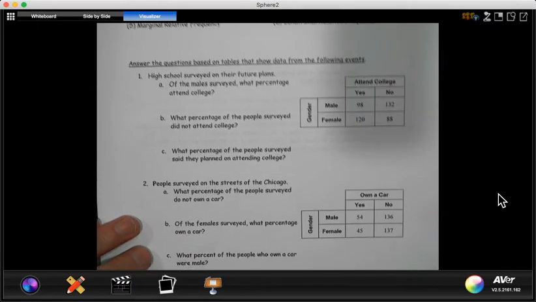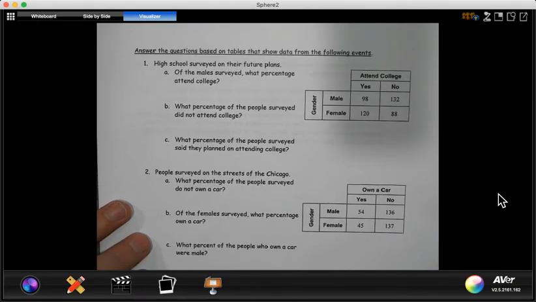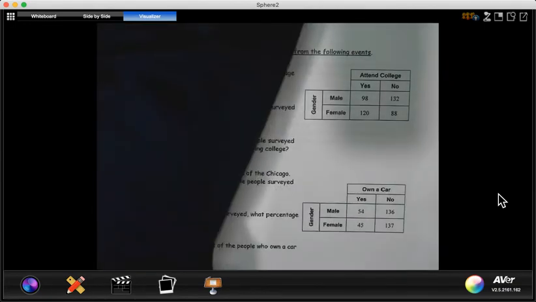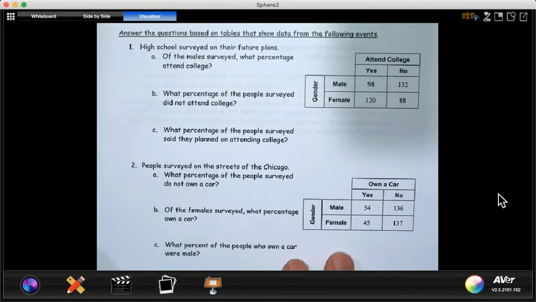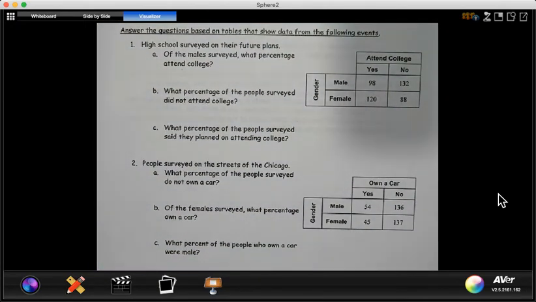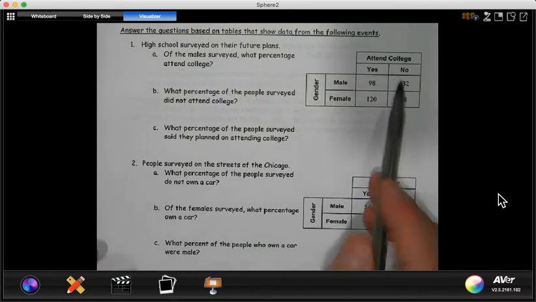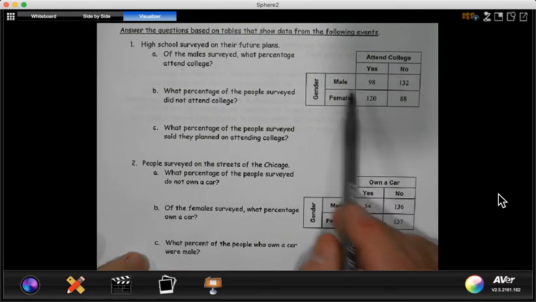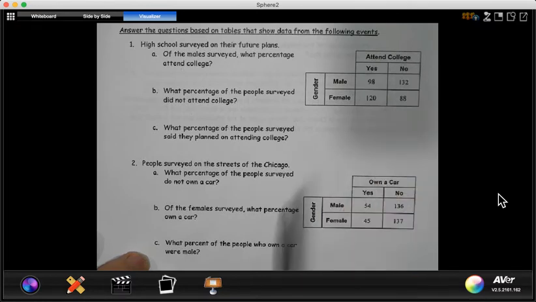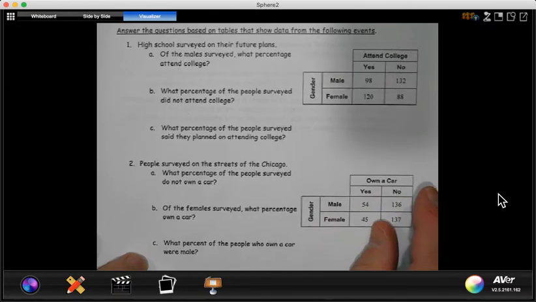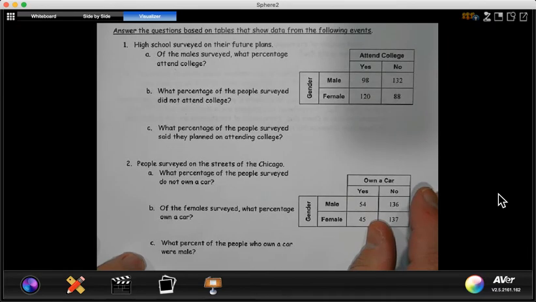All right, let's get started with our two-way table. I might zoom in just a smidge. There we go. Answer the questions based on the tables that show the data from the following events. So they did a survey. They did males and females. Did you attend college or did you not attend college? This is our data, okay?